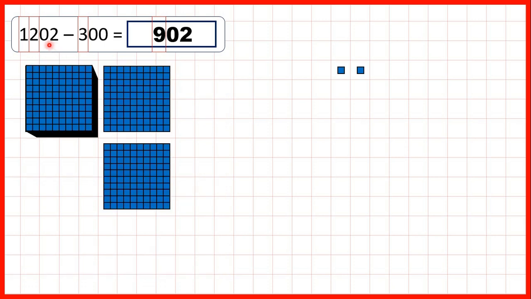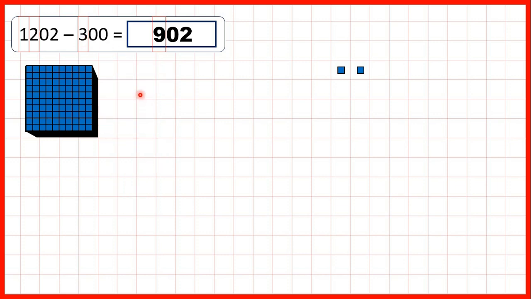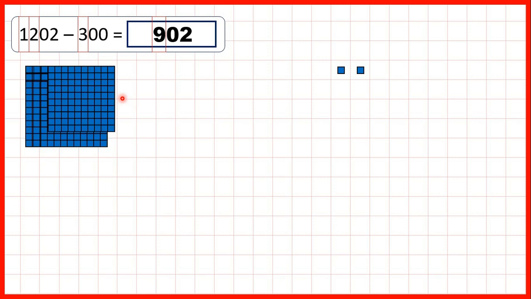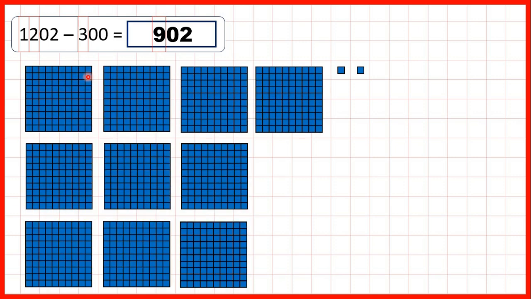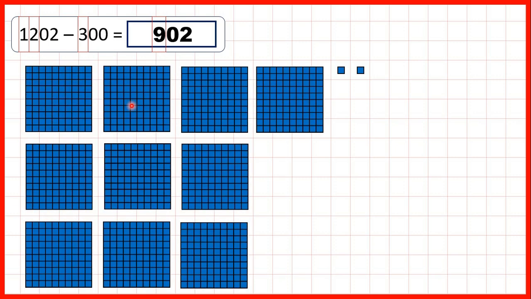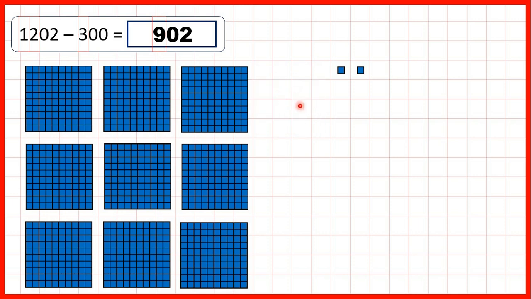For this first question, we started with 1,202, but needed to subtract 300. Now we can take 2 of those hundreds away, but to subtract a third hundred, what we need to do is exchange our 1,000 for 10 hundreds. Then we can subtract our third hundred, and that leaves us with 902.